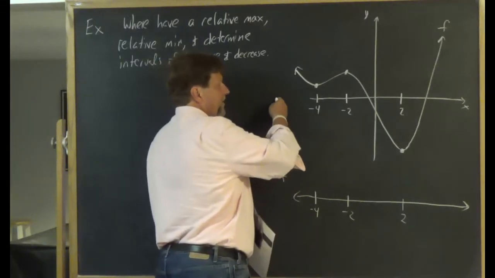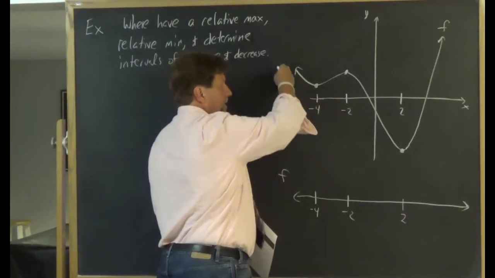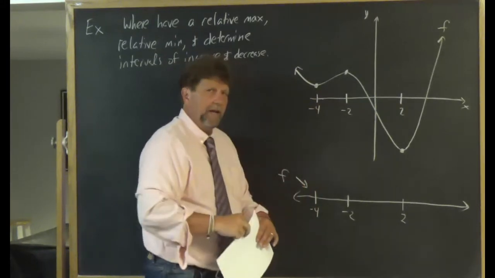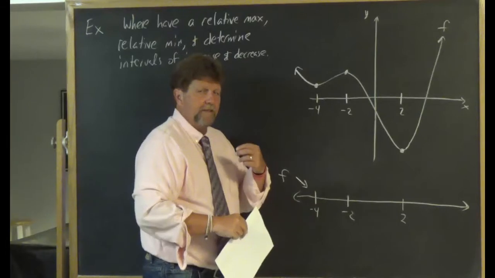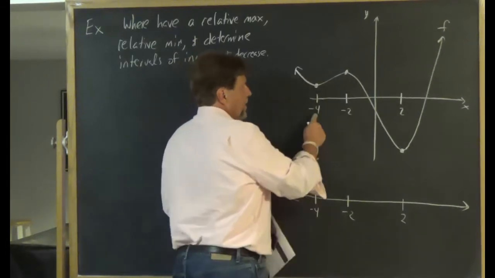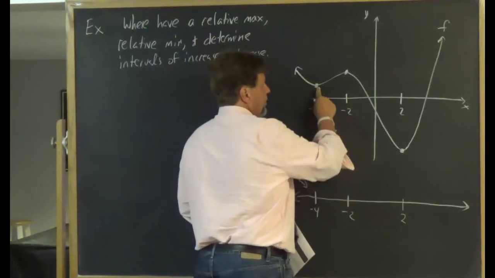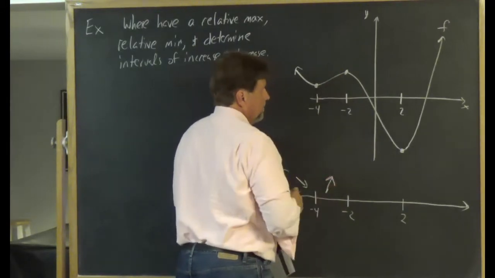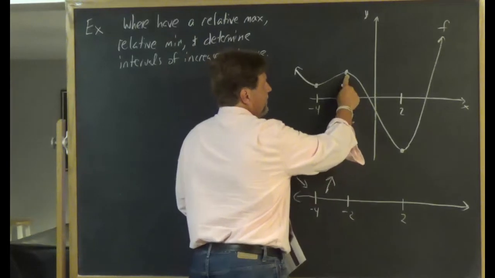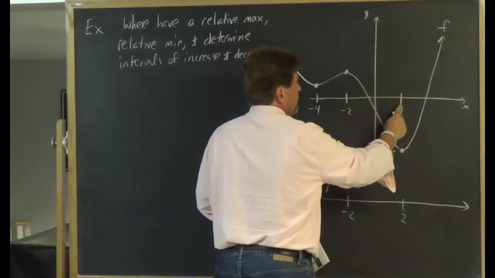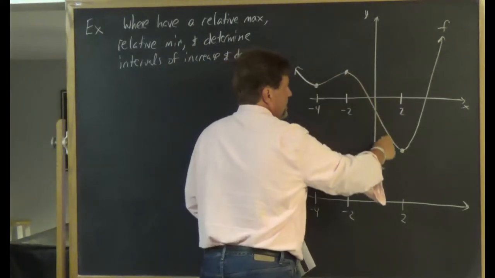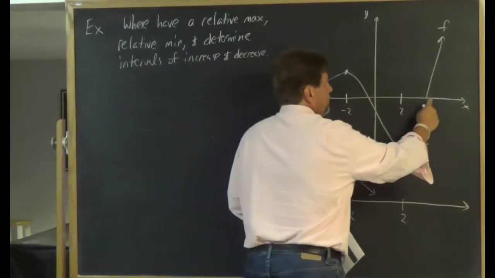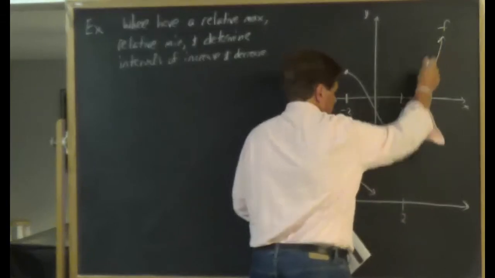So from -infinity to -4, the function is decreasing. So let me use that symbol to communicate. It's like shorthand notation saying it's decreasing. From -4 to -2, the function is increasing. From -2 to 2, the function is decreasing. And then from 2 to infinity, the function is increasing.